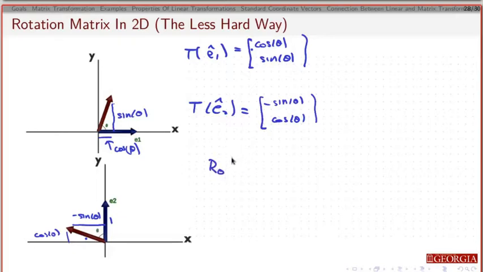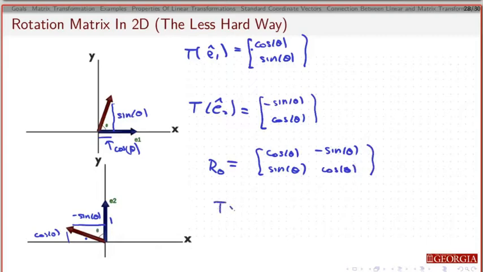So my rotation matrix, first column comes from here, second column comes from here, and hopefully that's the same thing as I had before. So T of x is going to be the matrix R theta times x. And you notice finding this was much easier to do, and the geometry was much easier to figure out and work with.